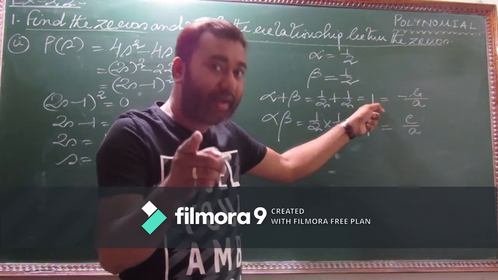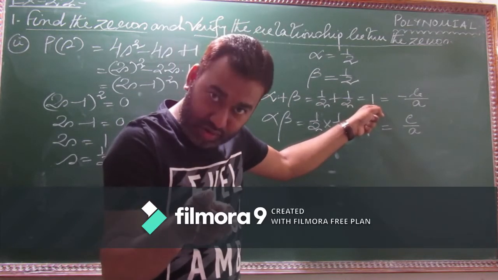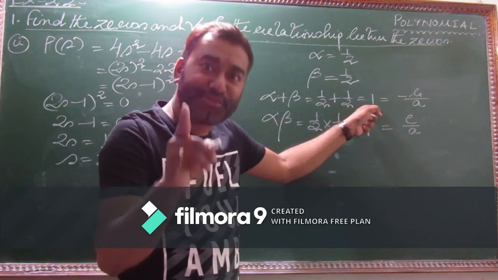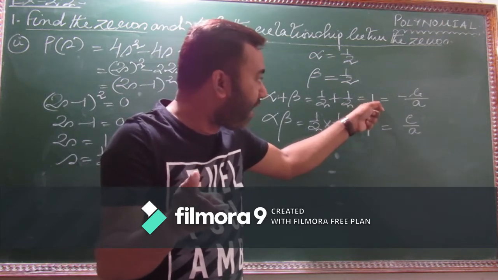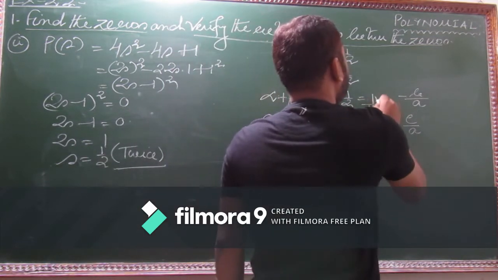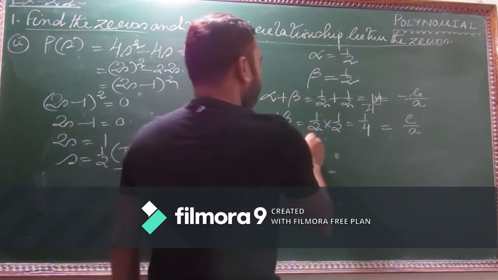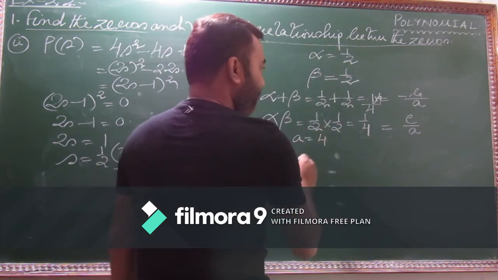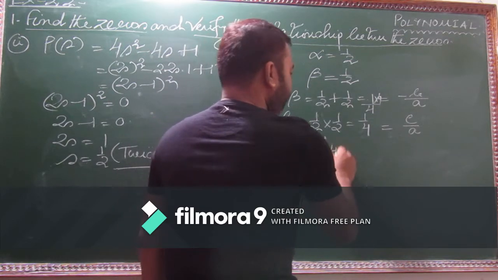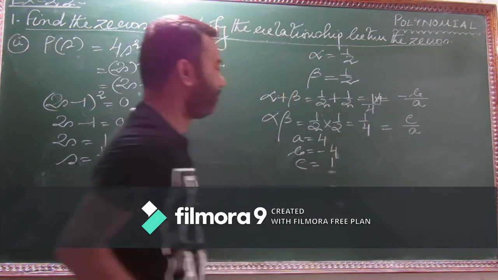So to make a equal, I have to make this also 4. If I need to make this 4, then I have to multiply and divide this by 4. So what is my a? My a is 4. What is my b? B is minus 4. What is my c? C is equal to 1.